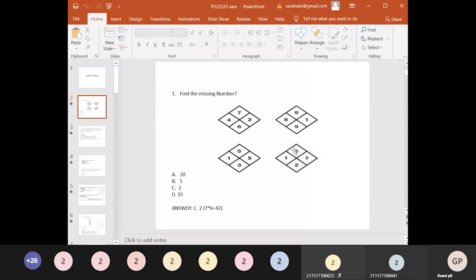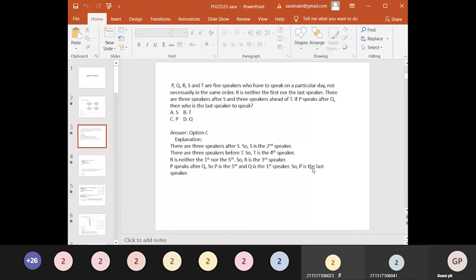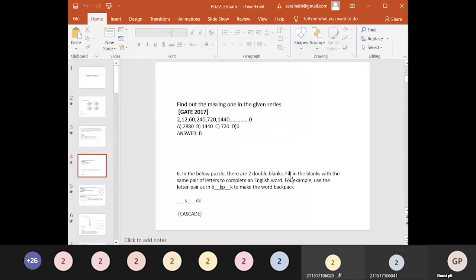Likewise, you can come to the fourth one. Here is 6 and here is 2. So 2 sixes are how much? 12. So here is 1, and what will come here? It is 2. So I think you could understand. It's just the multiplication of the vertical, which gives the answer in the horizontal. So there you have to apply your knowledge to think. Now find out the missing one in the given series.